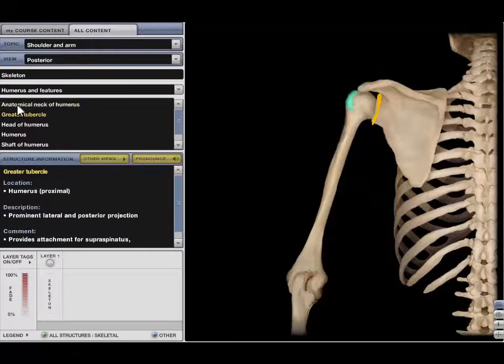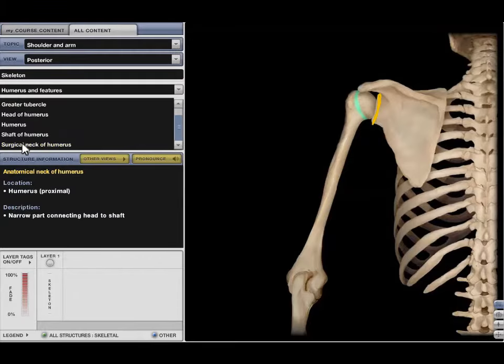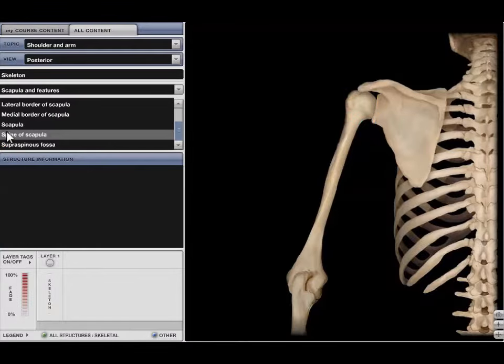First, we have the anatomical neck, which is between the tubercles and the head of the humerus, and this is the location of the former epiphyseal growth plate. Next, we have the surgical neck, highlighted in blue, which is just distal to the tubercles at the transition from the head to the shaft of the humerus. This is called the surgical neck because it's a very common site for fracture of the humerus.